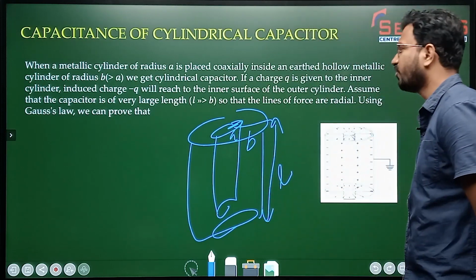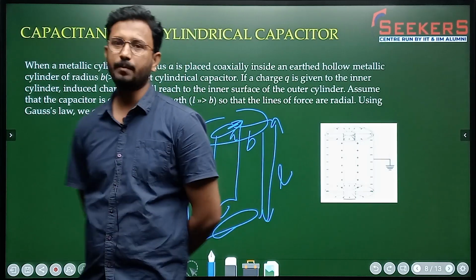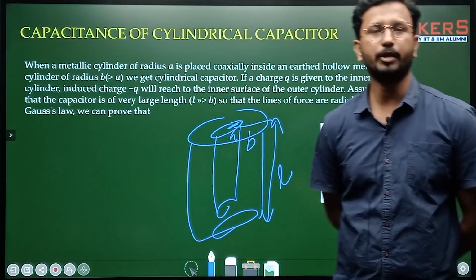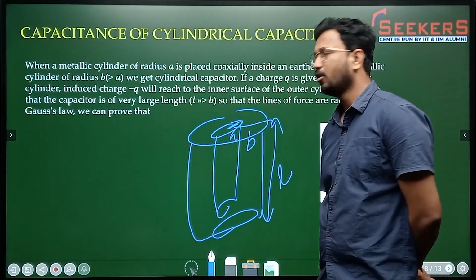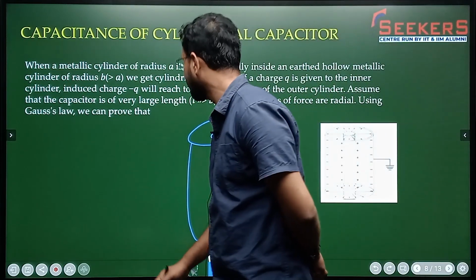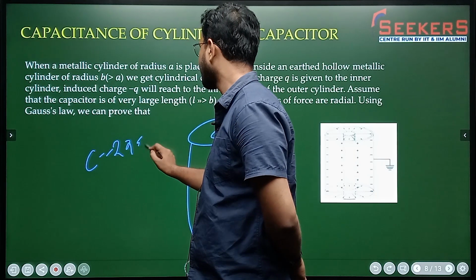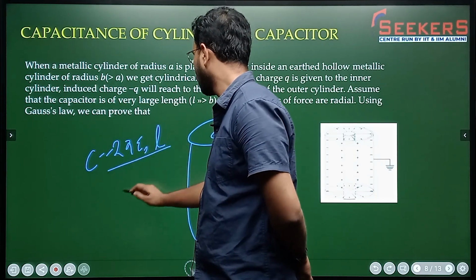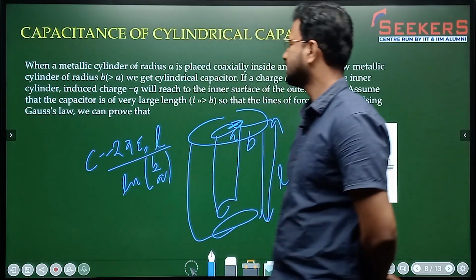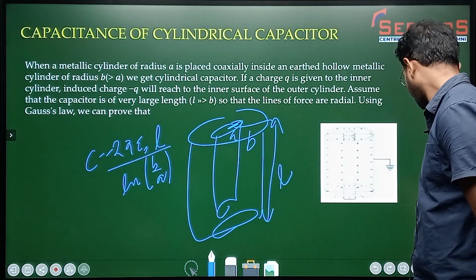So if one of them is given a positive charge and the other a negative charge, an electric field will develop between them. Because of the electric field, there will be a potential difference between them, and if there is a potential difference and a charge, we can find the capacitance. So the capacitance of a cylindrical capacitor will be C equals 2 pi epsilon naught L divided by ln of B by A. B is the bigger radius, A is the smaller radius, and L is the length of the cylinder.